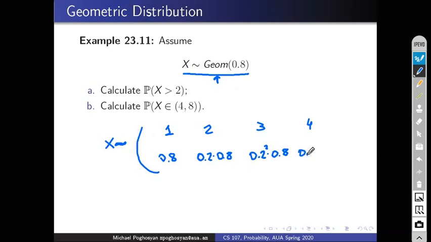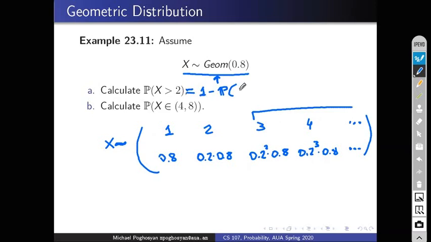4, so 3 failures and 1 success, etc. Okay, so the first part is asking to calculate what is the probability that X will take values larger than 2, either 3 or 4 or larger. Okay, so it is much easier to calculate again by using that complement probability formula.